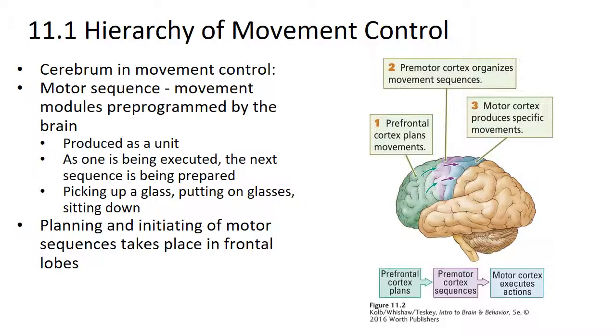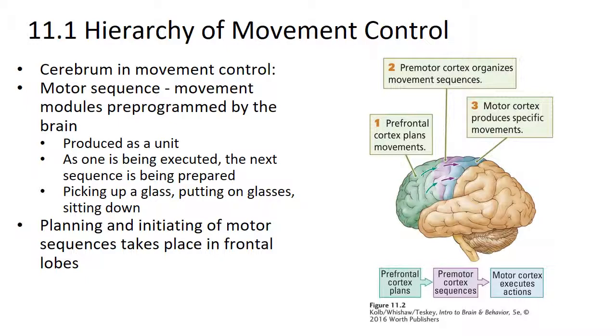The cerebrum creates motor sequences, which are sort of packets of motor programs. So individual movements are packaged together and pre-programmed by the brain as a unit. To pick up a cup, you don't want the brain to have to organize every single movement that is required, and so they're packaged as a group.